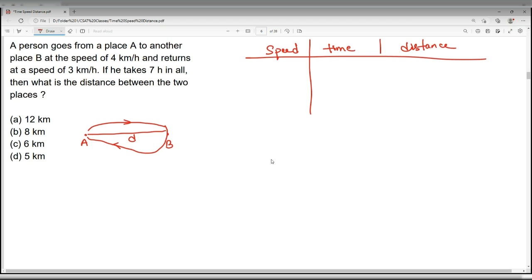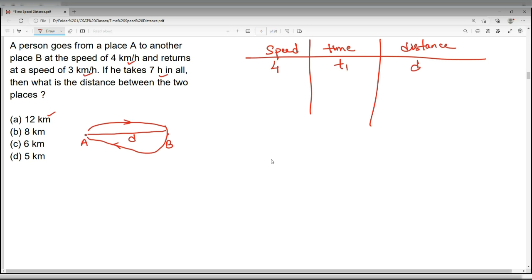We have the speed, time, and distance. So from A to B, he's going at 4 kilometers per hour. Let me just check the units here: kilometer per hour, and hour. Even the answer is in kilometers. So everything matches. Let the time be t1, and let the distance be d.